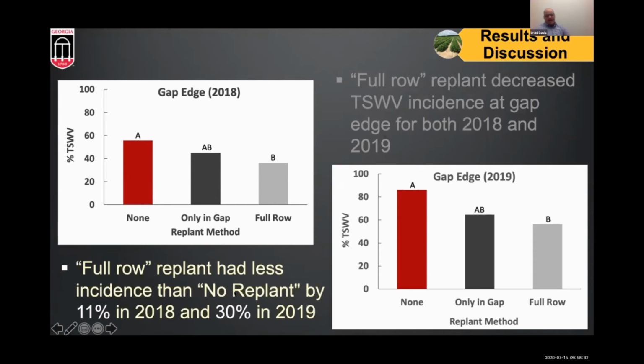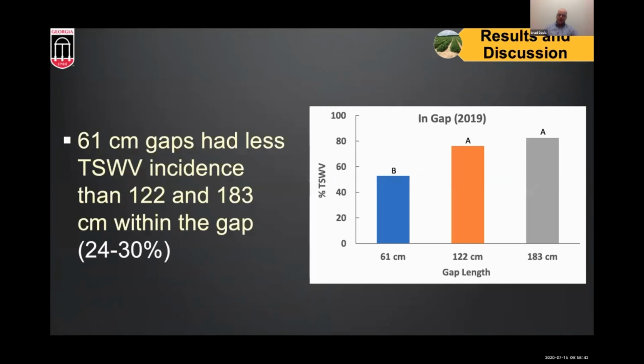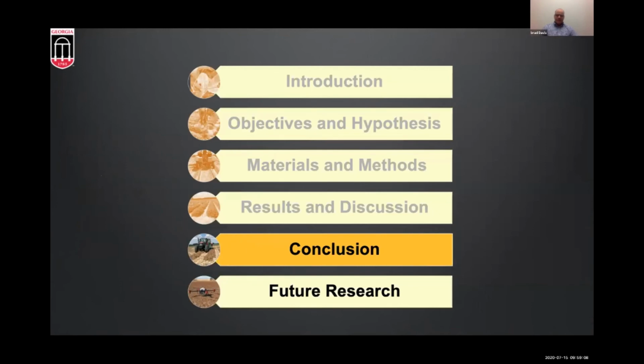And full row replant had less incidence than no replant by 11% in 2018 and 30% in 2019. And we're now looking at, in the gap after a replant did occur, whether it was in the gap or full row. We see that 61 centimeters had less TSWV incidence than 122 and 183 within the gap, and it was 24 to 30% less, respectively. We'll now move into the conclusion.